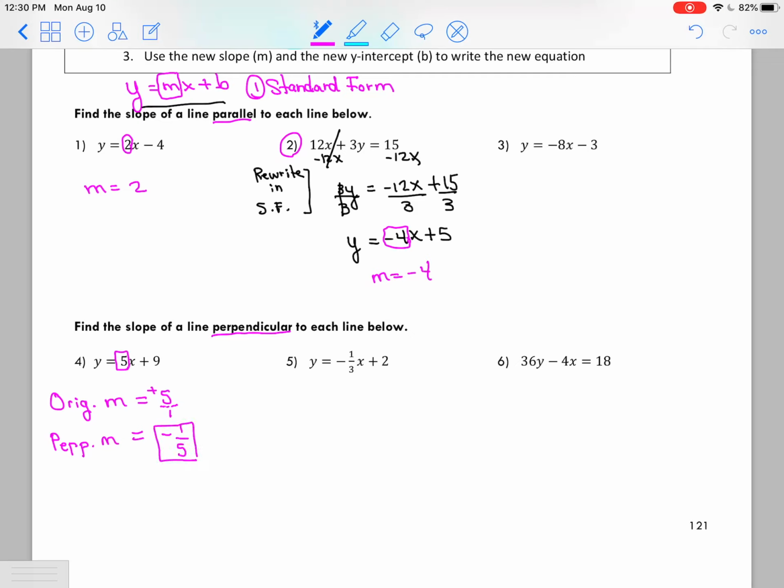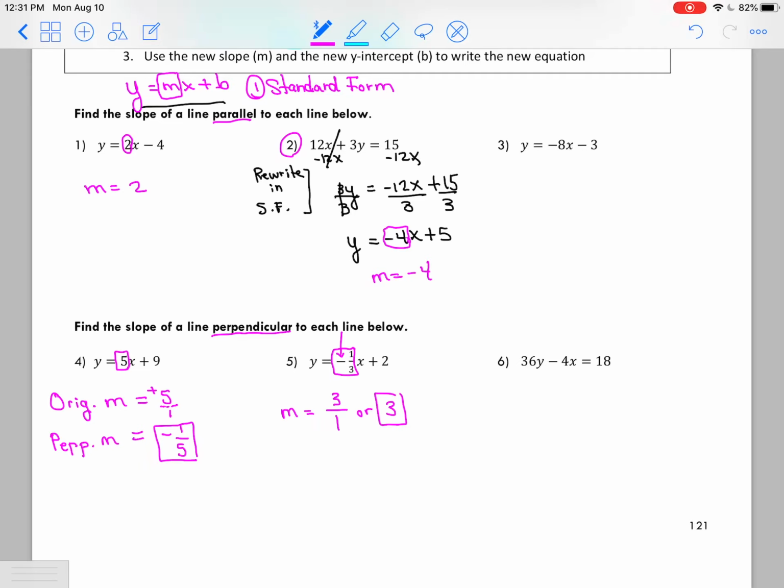So our perpendicular slope, instead of being a positive 5 on the original, perpendicular slope is negative 1/5. Okay, let's try it again. So here's our original, negative 1/3. We're first going to flip that over: 3 over 1, and we're going to keep it that way because here we have a negative in our original, so our perpendicular slope that we need is going to be a positive 3 over 1, and we can just call it 3.